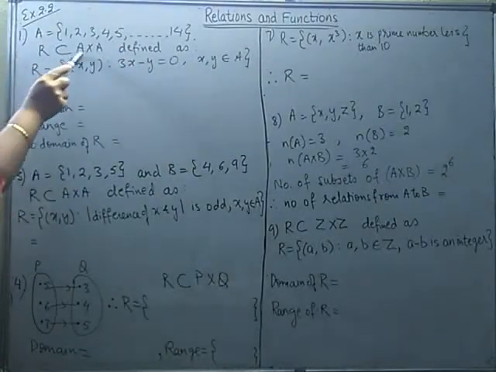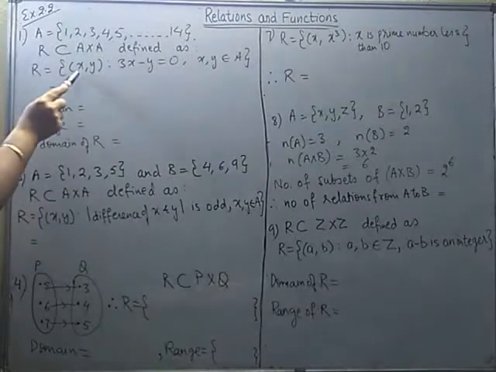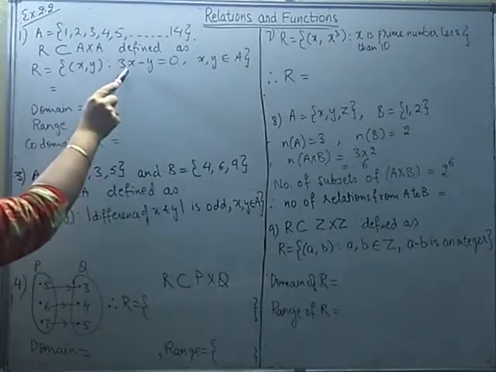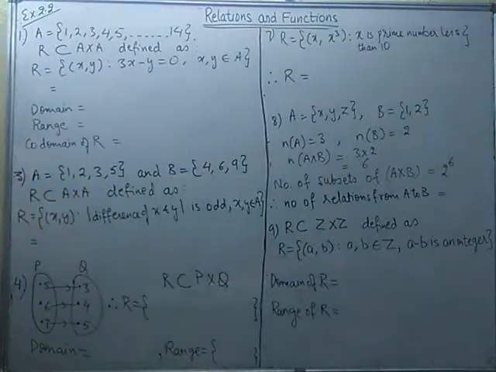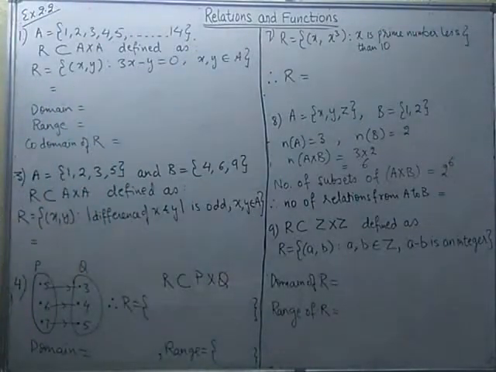What all pairs of A cross A will be included in the relation? We will have pairs like X comma Y such that they satisfy this equation. 3 times X minus Y should be equal to 0. And both X and Y are the numbers or elements of the given set A. So let us see what all these pairs can be.